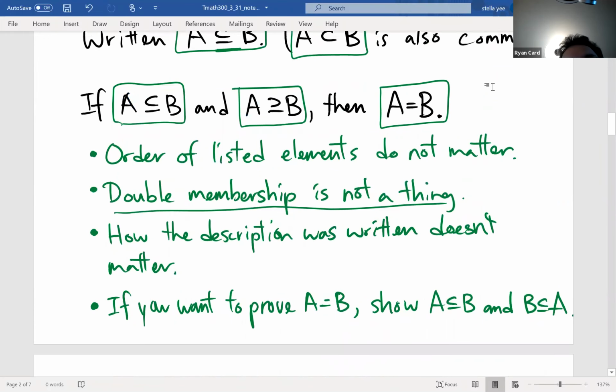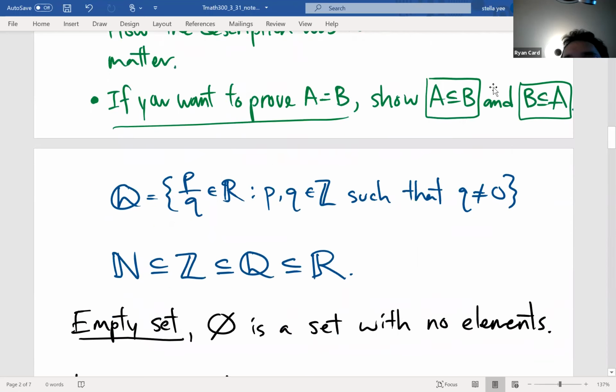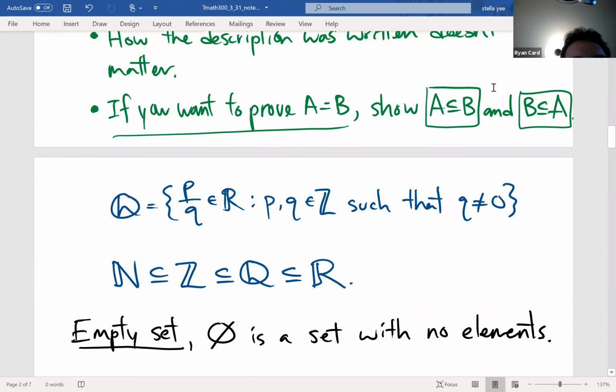And this gives us a way to prove two sets are equal. If you want to show that two sets are equal, you could do it in 2 steps. You could say that every member of one set is contained in the other, and vice versa. So you could show that the 2 sets are equal that way. I'll do an example of this in a bit.